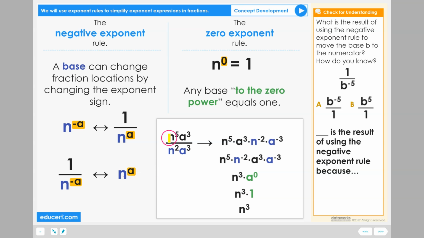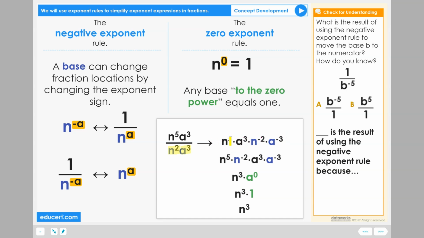In our example, n to the fifth power, a to the third power, divided by n to the second power times a to the third power, we can rewrite this expression by bringing these denominator factors up into the numerator by changing the sign of the exponent. N to a positive 2 in the denominator becomes n to a negative 2 in the numerator. A to a positive 3 in the denominator becomes a to the negative 3 in the numerator.